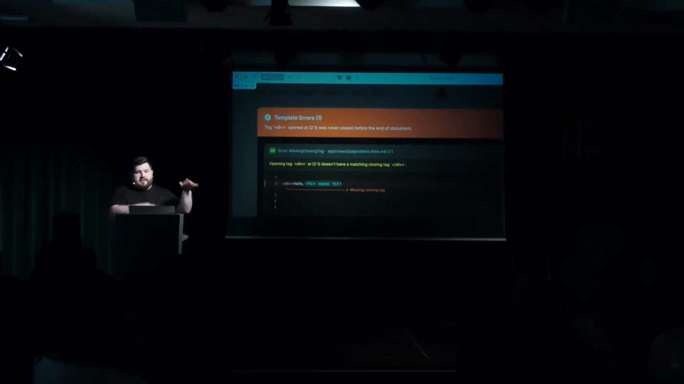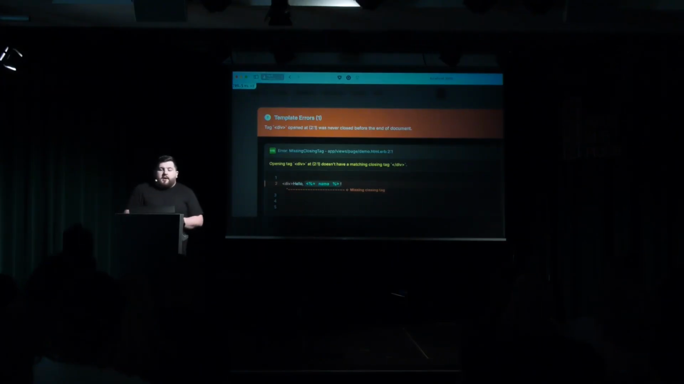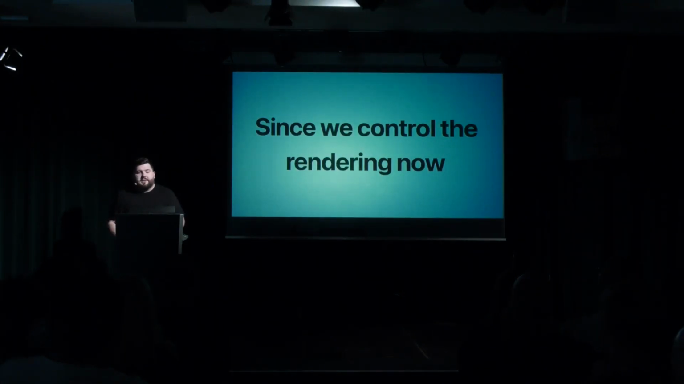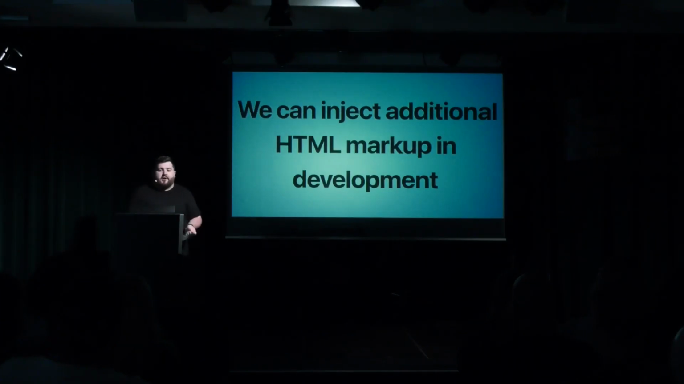Previously, it was showing this big screen with the error message, and now it points you exactly where the error is and what's wrong about it. So this is a good improvement already. And since we now also control the rendering itself, we can do more ambitious things like injecting additional markup in development. So you have more helpful debug tools when you work locally.